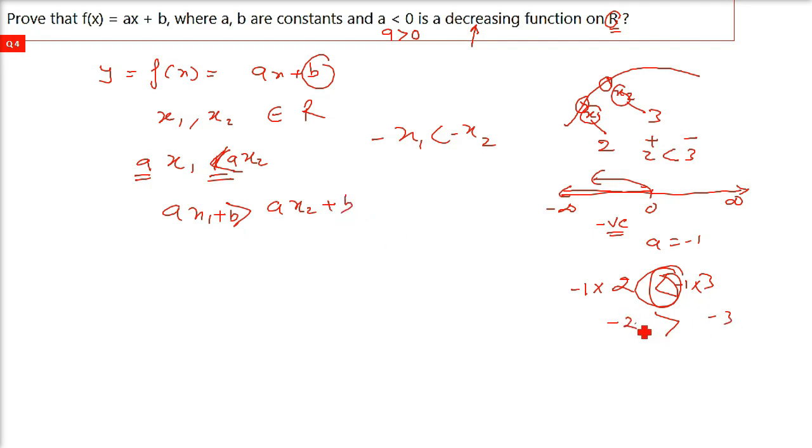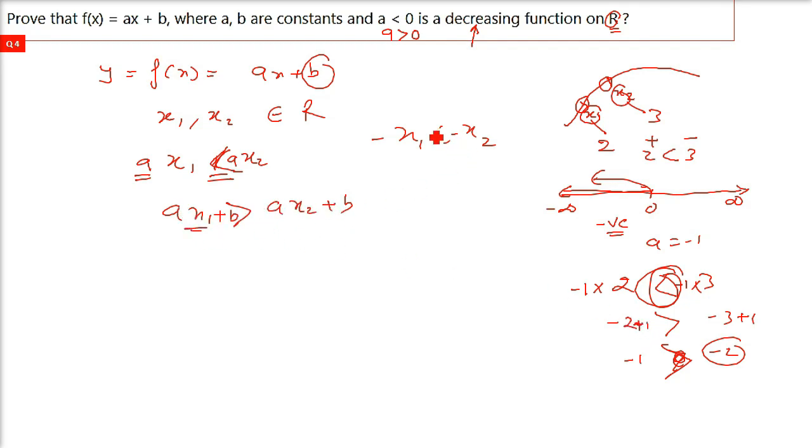So if we have minus 2, just add 1. I'm just adding some value, b, just say 1. What will happen? This will be negative. Just put the value first. Negative 1, negative 2. Again, negative 1 will be greater than negative 2. No change. So adding b will not change anything. The sign will remain like that.